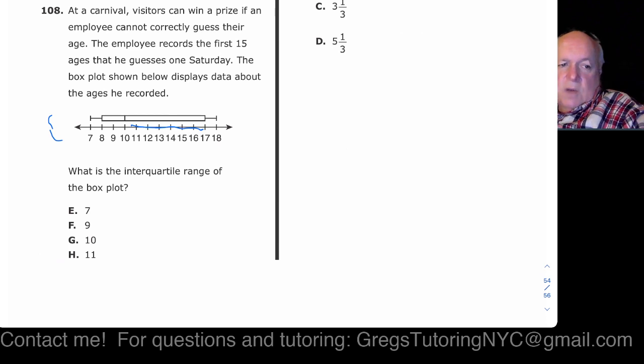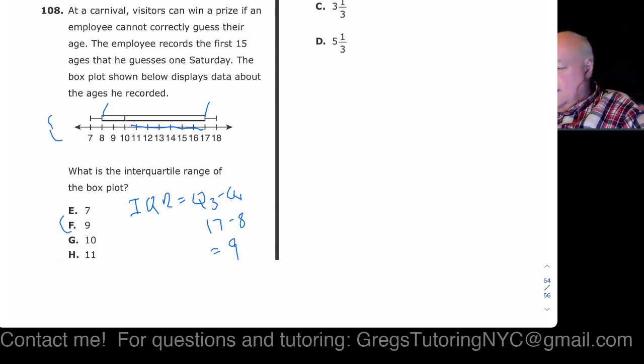So it says, what's the interquartile range? Well, again, we just did that twice. So the IQR is equal to Q3 minus Q1. Q3 is the 17, and Q1 is the 8. So when we subtract those two, we get 9. That's all they're asking us to do on that question.